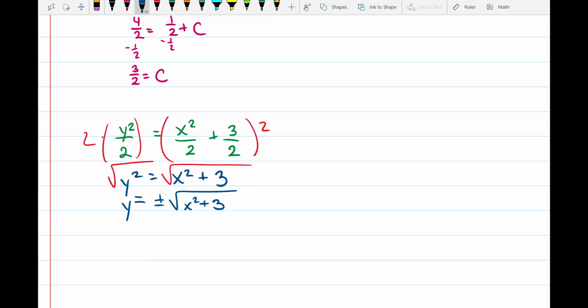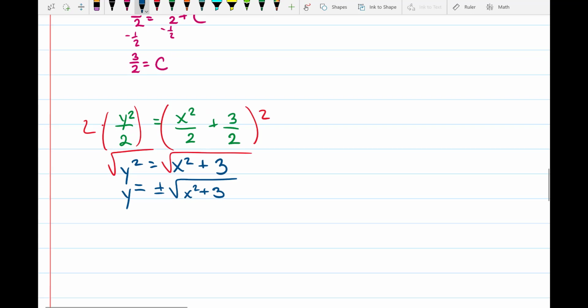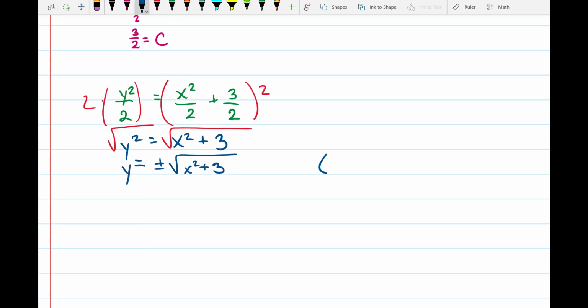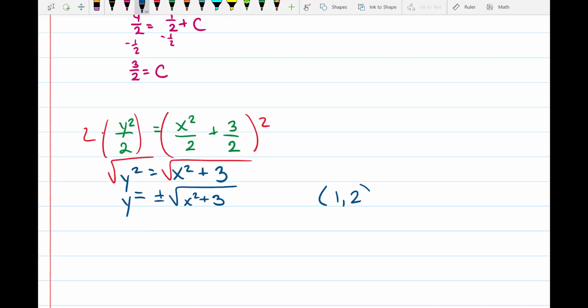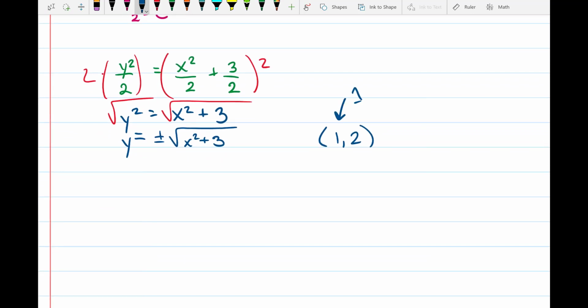Now, this part is very important. We have to look back at our initial condition, and our initial condition is that we have a point at 1, 2. So this takes place in the first quadrant. Notice that if I want to plug in a positive 1 and get a positive 2, I need to use the positive version of that. So I get y is equal to positive the square root of x squared plus 3. If this point happened to be like negative 1, 1, negative 2, then I would use the negative value.